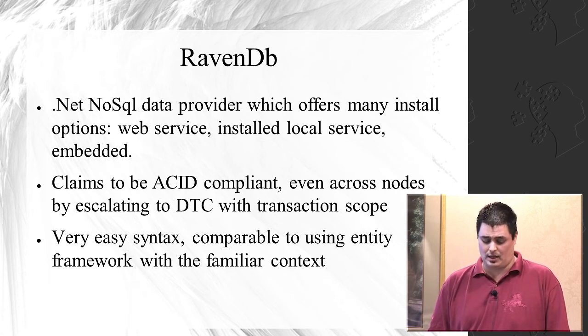So we're going to look at RavenDB. I'm going to get to the code. It's a .NET NoSQL data provider. This is a document store type. That's the type this is.